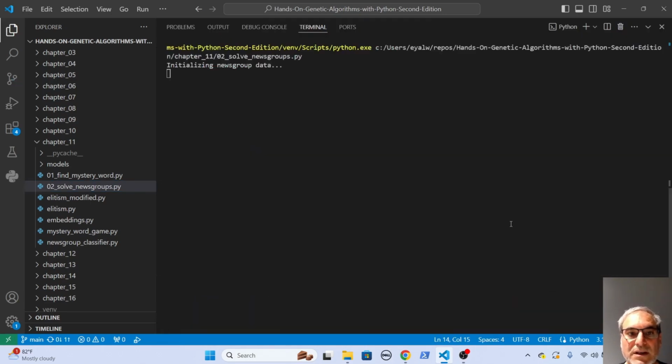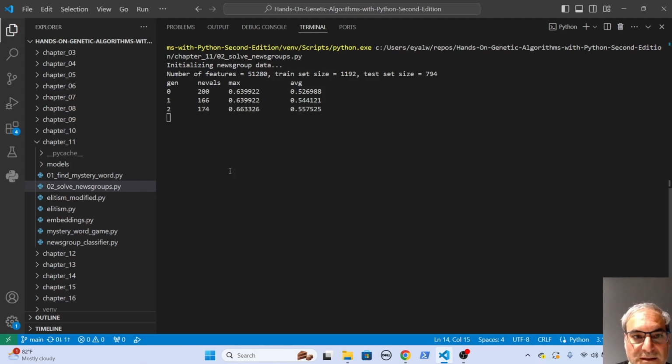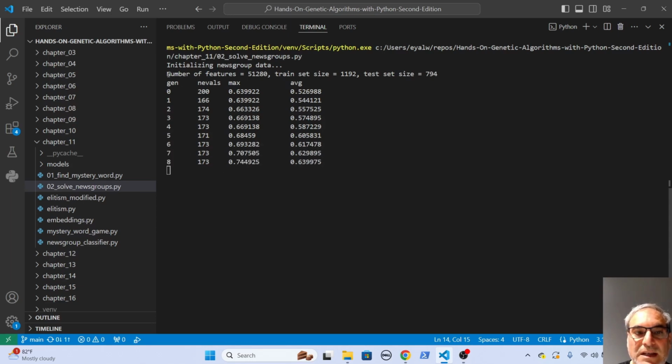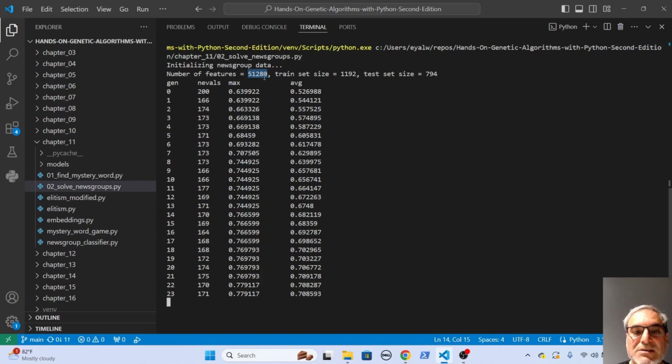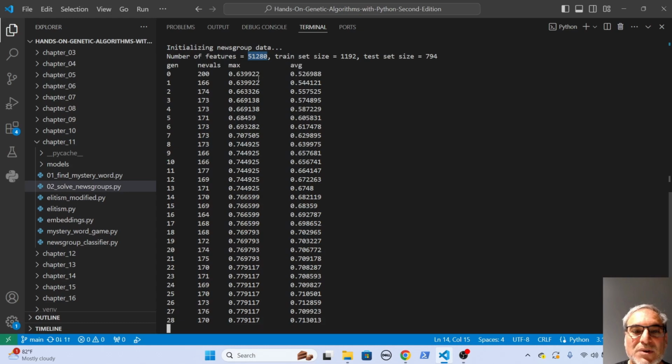And when it is going to converge and finish, we will look at the results. But you can see here that when it starts, it tells us that there are 51,280 features altogether. And we are looking to find the 100 features, or combinations of words and letters, out of the 50,000 that will give us the most bang for the buck, that will give us the best results.